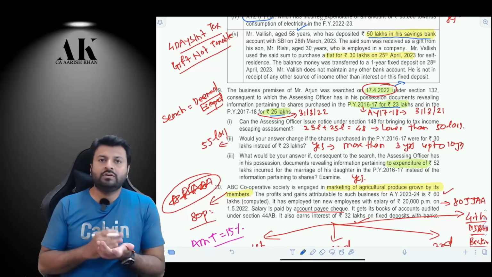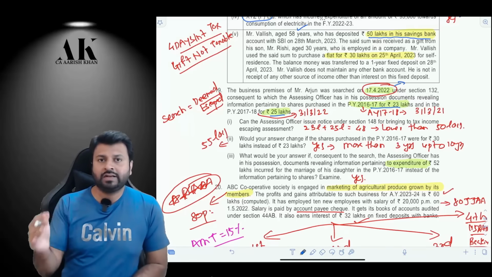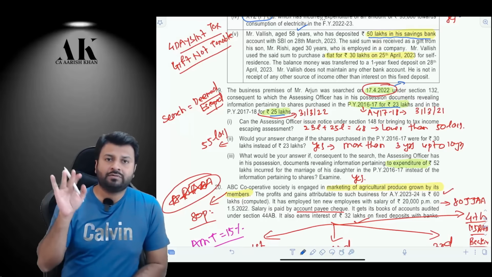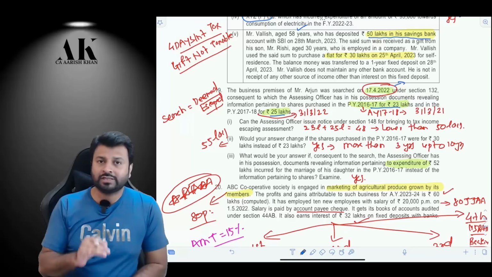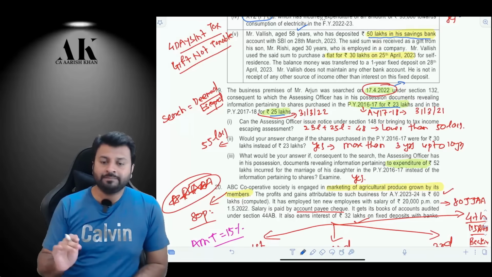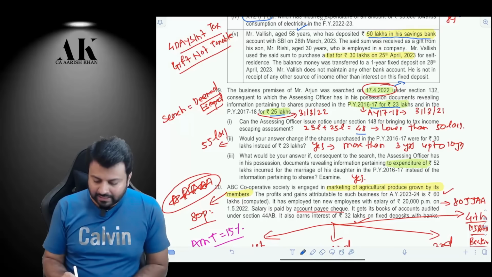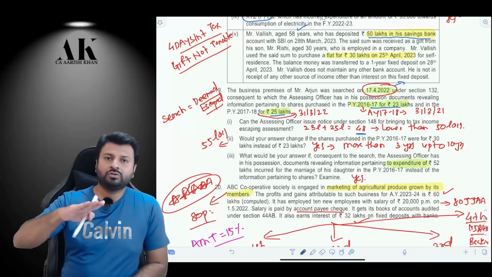He can send the notice 3 years from the end of the relevant AY in normal cases. In special cases where the escaped income is 50 lakh rupees or more and it is represented in the form of assets like shares, land and building, advances, deposits, then it can issue notice up to 10 years. So now this does not come in the special case. Why? Because the total income which he has found does not exceed 50 lakhs. It is only 48 lakhs. Therefore, he cannot issue notice beyond 3 years.